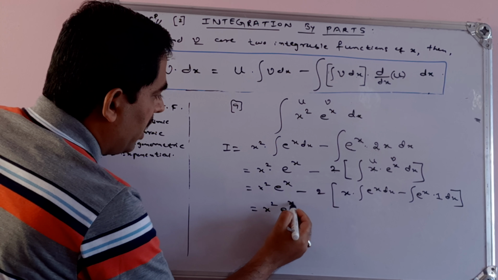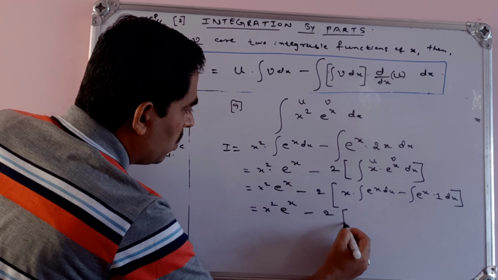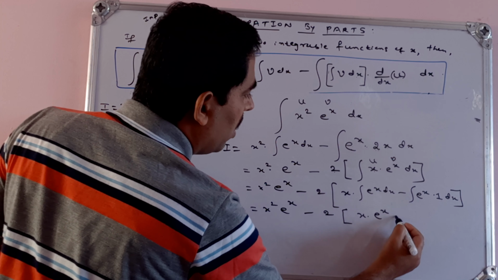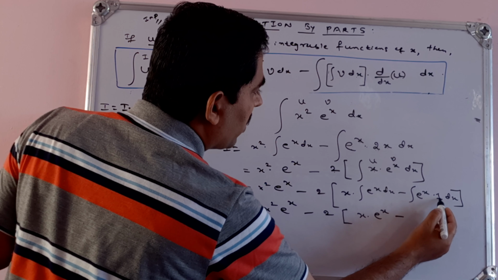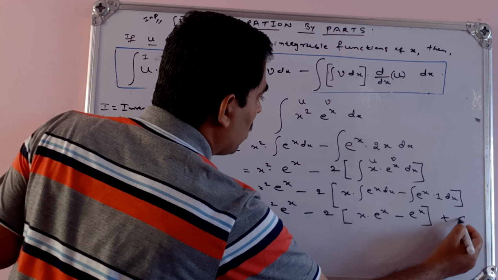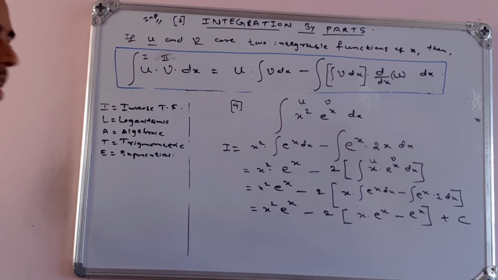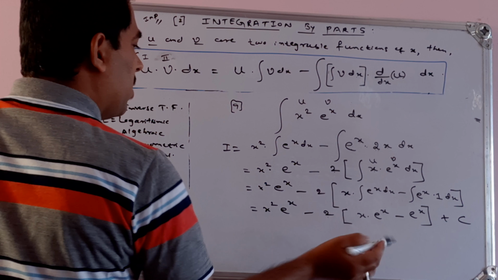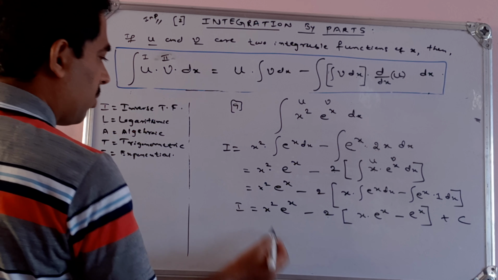So that is x square into e to the power of x minus 2, then x into, say, the integration of e to the power of x is e to the power of x only, minus the integration of e to the power of x into 1, e to the power of x. So the integration of e to the power of x is e to the power of x plus the constant of integration. See this. So we have worked out this problem, same answer here. So next we can multiply by 2, otherwise we can leave it at this step only.